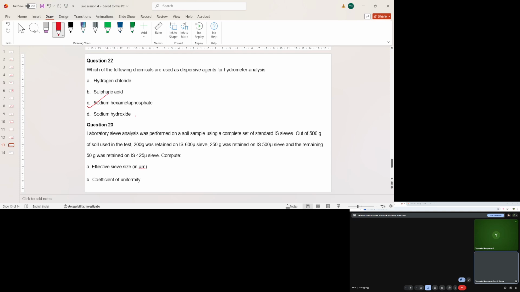Laboratory sieve analysis was performed on a soil sample using a complete set of 5 standard IS sieves. Out of 500 grams of soil used in the test, 200 gram was retained on 600 micron sieve, 250 gram was retained on 500 micron sieve, and the remaining 50 grams was retained on 425 micron sieve. Compute the effective size and coefficient of uniformity.